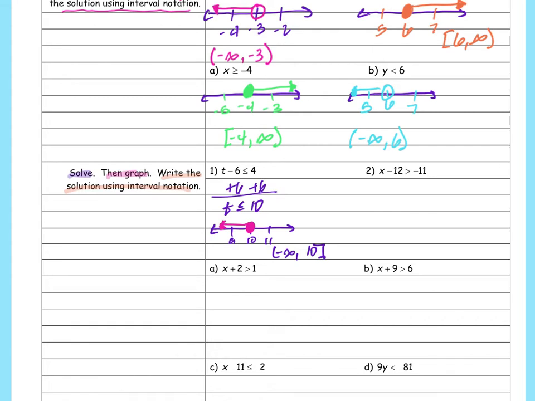So for the second set, number 2, I'm going to add 12 to both sides. And I've got x is greater than 1. So I've got 1, 0, and 2. And then it's an open dot at 1. And x is greater than 1, so it's going this way. And so my domain would be starting at 1. That's my lowest one. It's open, so it's not included, and it's going to infinity because we have the arrow there. It's not included. Okay, questions?